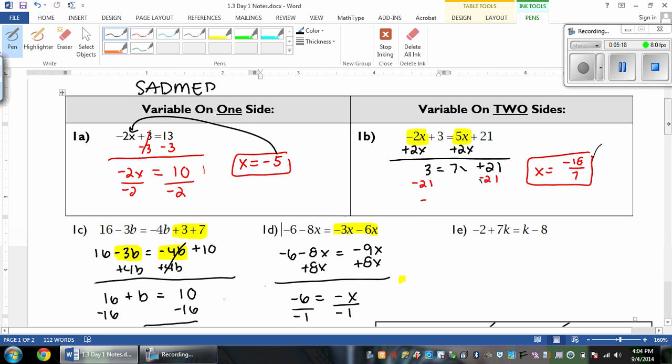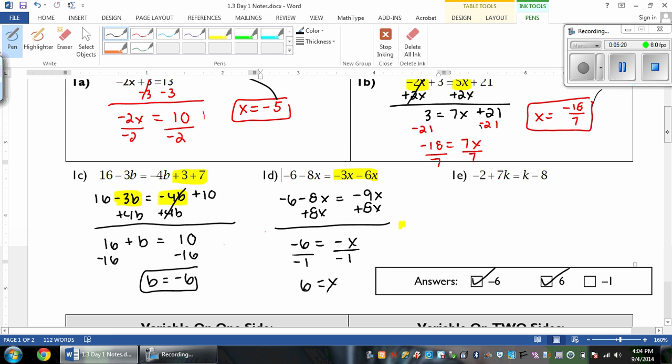Alright, so 1e. Again, I checked to see if I can combine like terms, which I can't. I can't simplify yet. So I'm going to move k over to the left, because it has fewer k's on the right. Drop down the -2. 7k minus k is positive 6k, and that's going to equal -8.